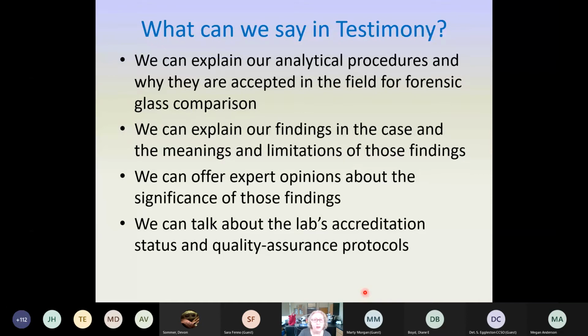If appropriate, we may offer expert opinions about the significance of those findings. That may be, this is a very common type of glass, so it's perhaps lower significance than other cases, versus this glass is rare in this way, and so that would increase our feelings of the significance of the findings. And then just in general, we can talk about our lab's accreditation status and our QA protocols.